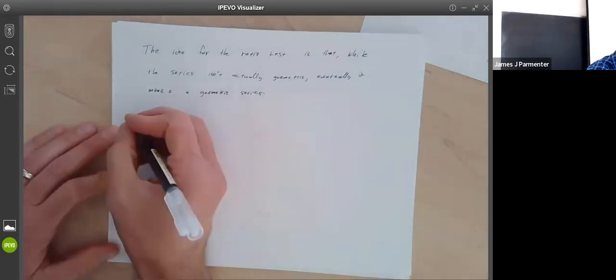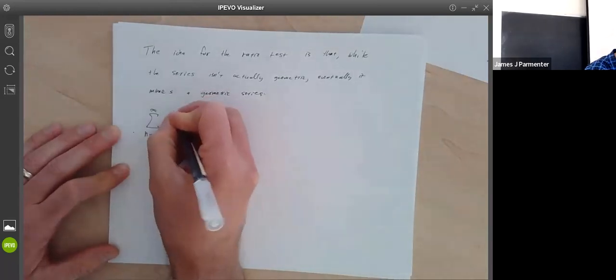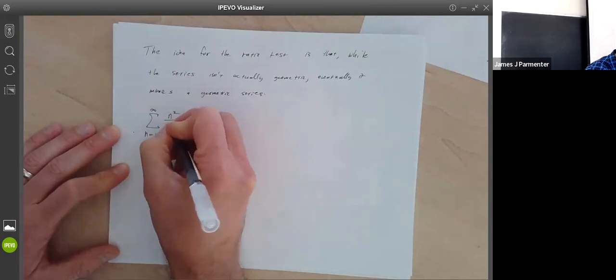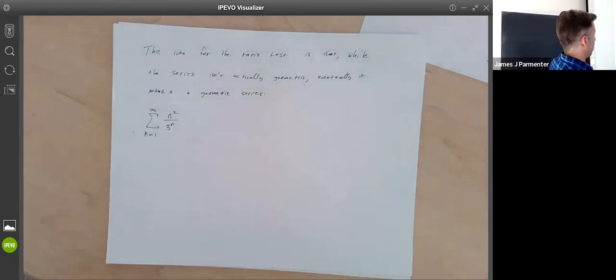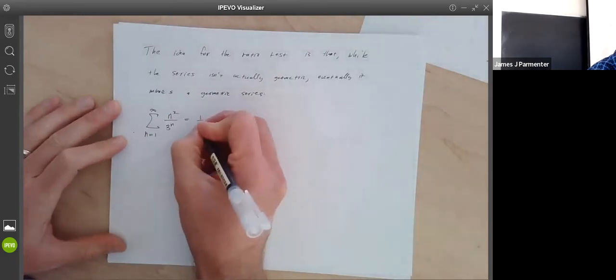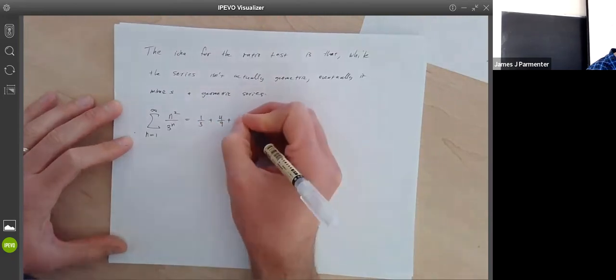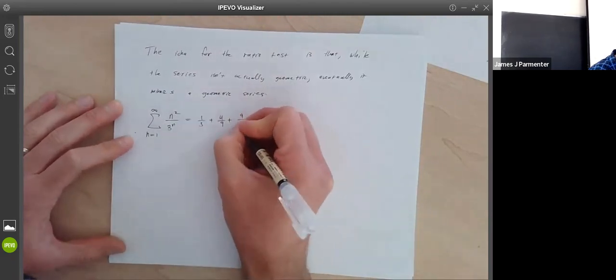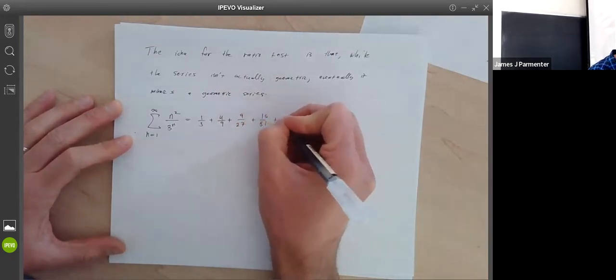Okay, so let's say we had something like this. The series or sum from n equals 1 to infinity of n squared over 3 to the n. It's definitely not geometric, right? You can see that from the way the formula is. You don't have just some number raised to the nth power. You can also see it by writing out literally the first 3 terms. If I write out the first 3 terms, I'm going to get 1/3 plus 4/9 plus, if I plug in 3, I'm going to get 9/27, plus plug in 4, I'm going to get 16/81, and so on and so on.